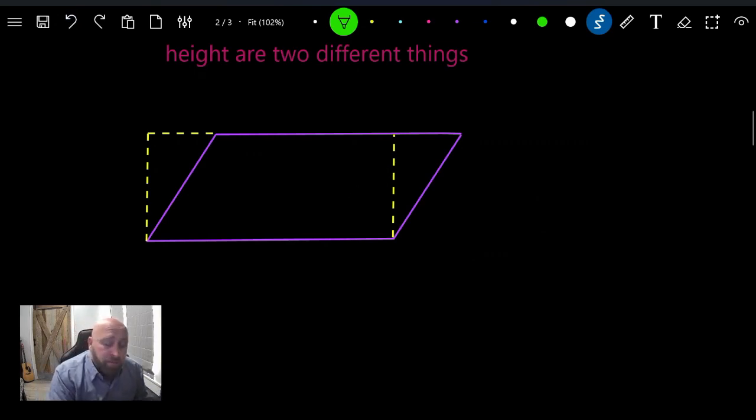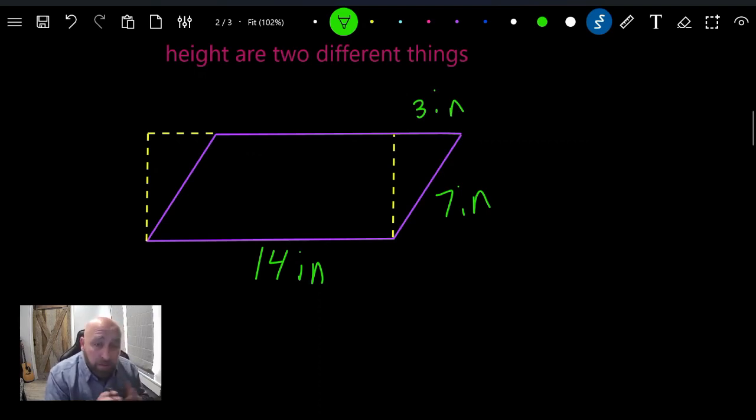Now, they might try to throw some tricks at you here. They might actually not give you the height. They might give you the slant height. Let's say that they give you something like, this is 14 inches, and this is 7 inches, and then this piece right here is 3 inches. Well, they might not give you the height right here, but you can solve this. Don't lose your mind, okay? You'll be fine. Use what you know about geometry to go ahead and solve this.